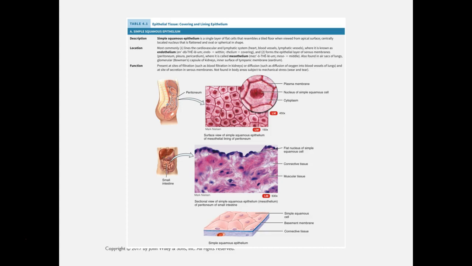Now remember, when we talked about classification, we talked about the number of layers. Simple, one layer; stratified, more than one layer. And we talked about cell shapes, such as squamous being flat and columnar being, well, shaped like a column. Cuboidal, shaped like a cube or a box. So simple squamous epithelial, the term itself tells you that there's one layer of flat cells.